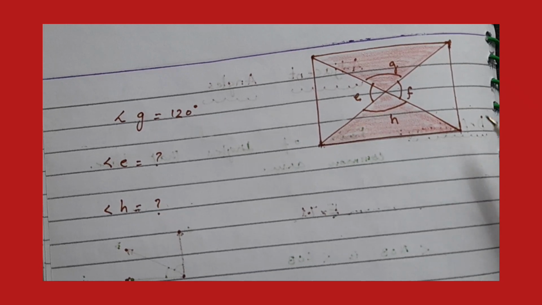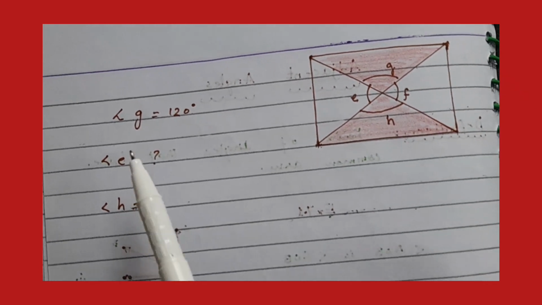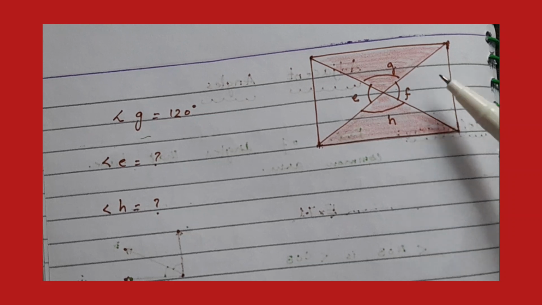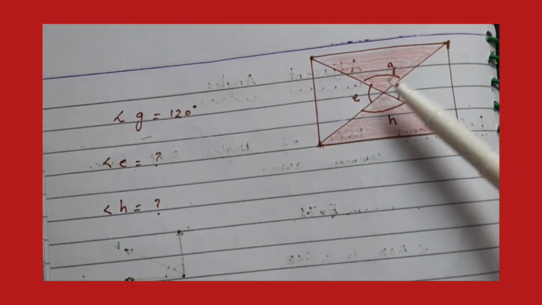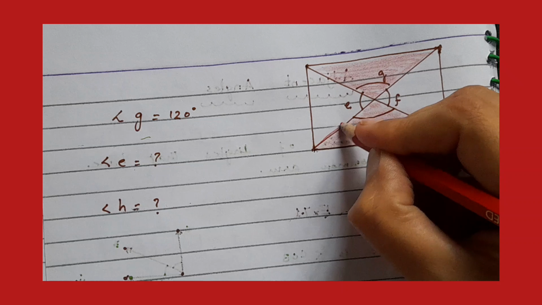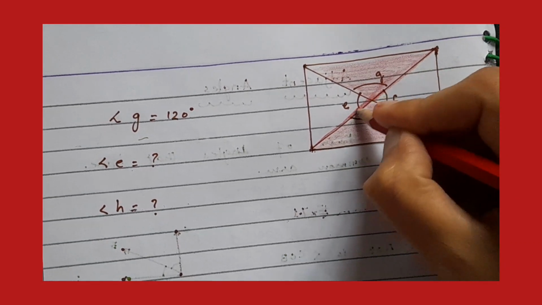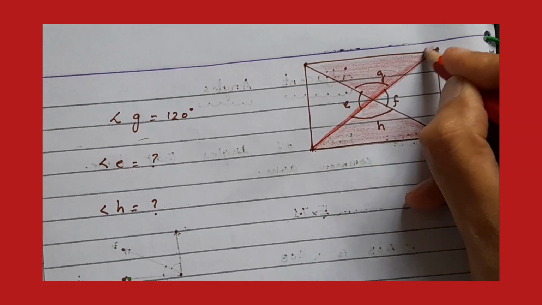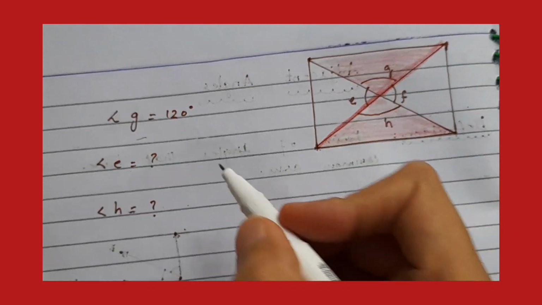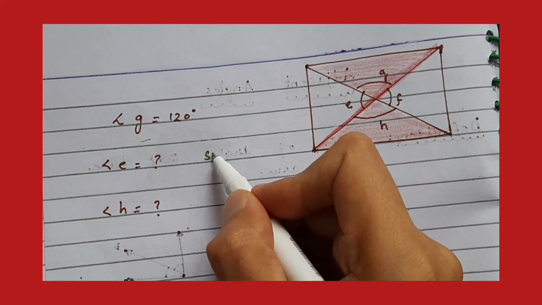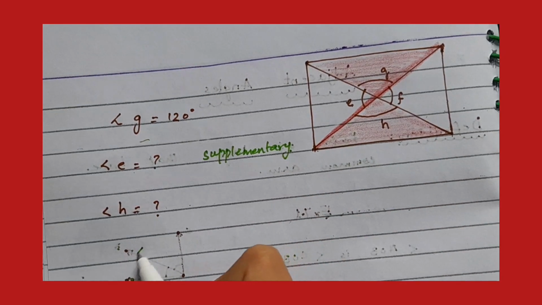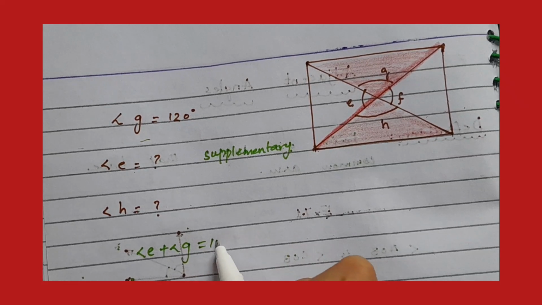So when we look at this figure, what they have given us is that angle G is 120 degrees, and we have to find angle E and angle H. If we look at angle G and angle E, they have a common arm here, which is a straight line, and we know that a straight line is 180 degrees. So that means angle E plus angle G is what? Supplementary angles. So angle E is the supplement of angle G. So we can write that angle E plus angle G equals 180 degrees.